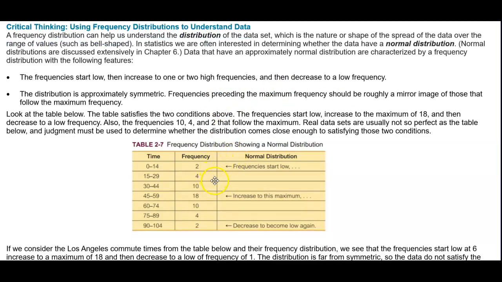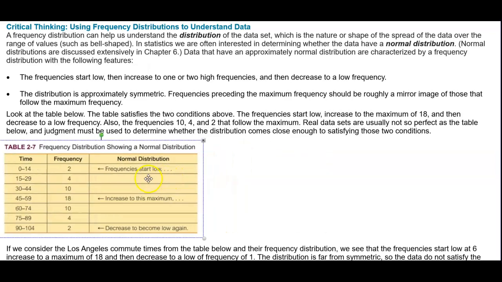Now, if we take a look at the table below, the table satisfies the two conditions. The frequencies start low at 2, right? So it starts low, and then it increases to the maximum of 18, and then it decreases to a low frequency. Also, the frequencies 10, 4, and 2 follow the maximum. Real data sets are usually not so perfect as the table below, and judgment must be used to determine whether the distribution comes closely enough to satisfy those conditions.